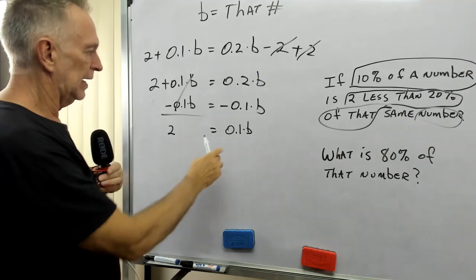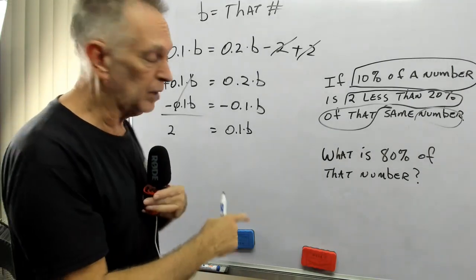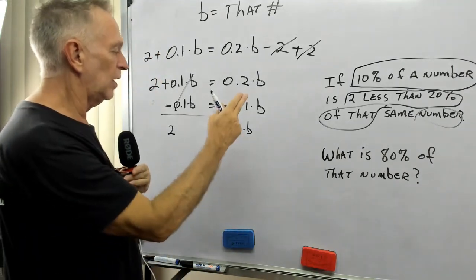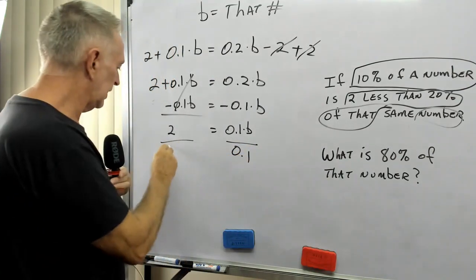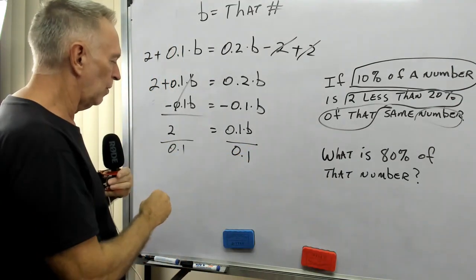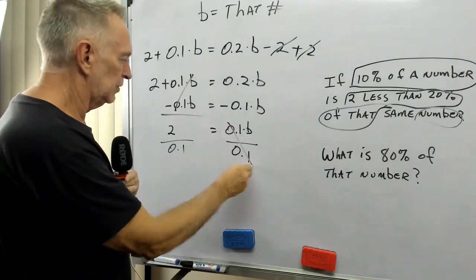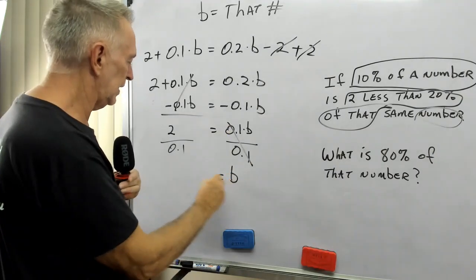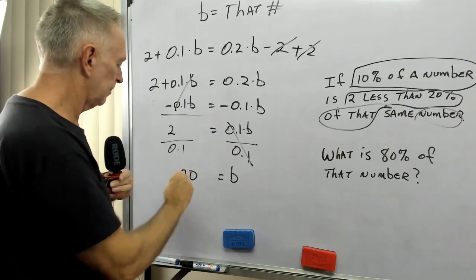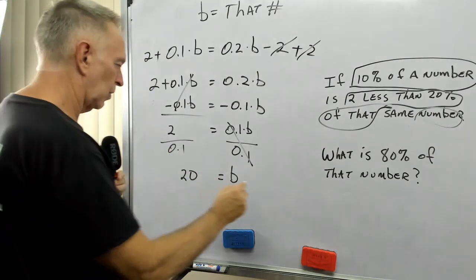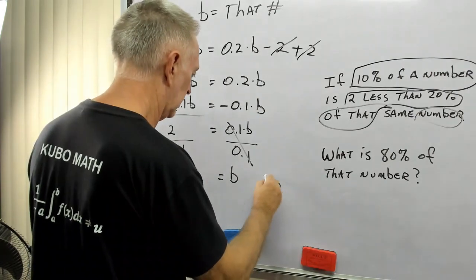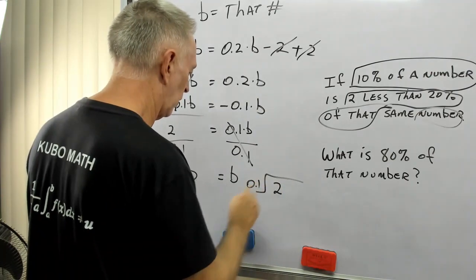Now then, I don't want to know what 0.1 B is. I want to know what B is. So I'm going to divide both sides by 0.1. So these cancel. So B equals 20. You can work that out. And if you were to work that out, you have 2 divided by 0.1.